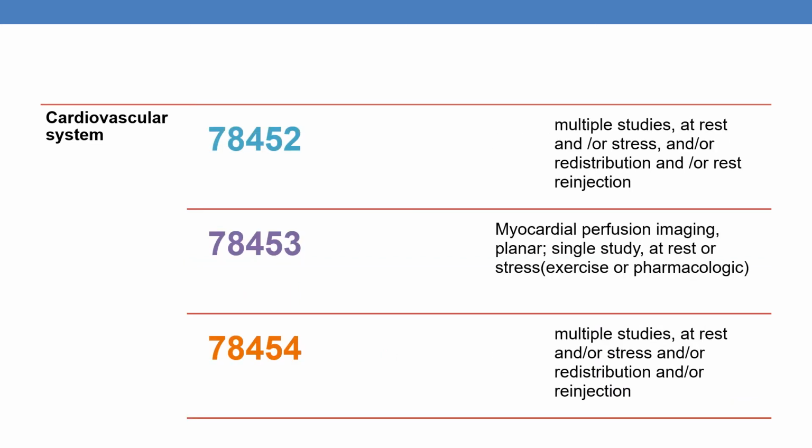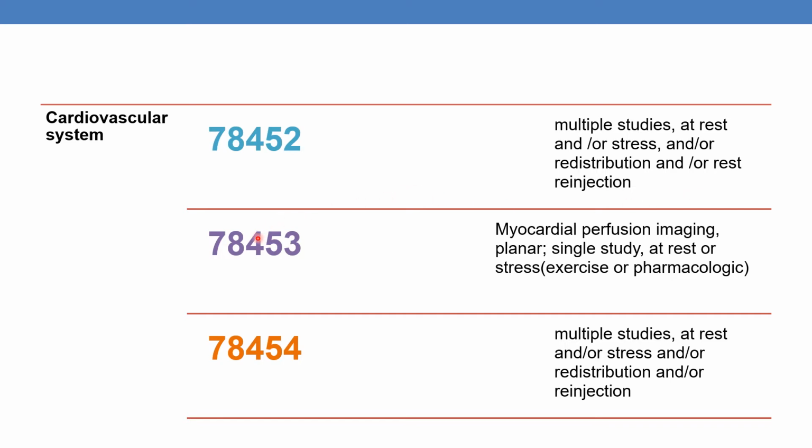The next CPT is 78452. This is a continuation. The description is myocardial perfusion imaging, SPECT, but multiple studies. This is a myocardial perfusion imaging SPECT scan, but the previous CPT, that is 78451, was limited to a single study, whereas whenever multiple studies are done, you need to report 78452, at rest or at stress and or redistribution and or rest re-injection.